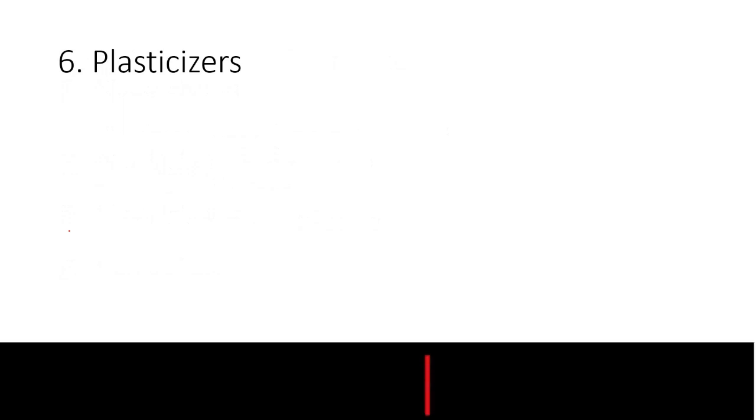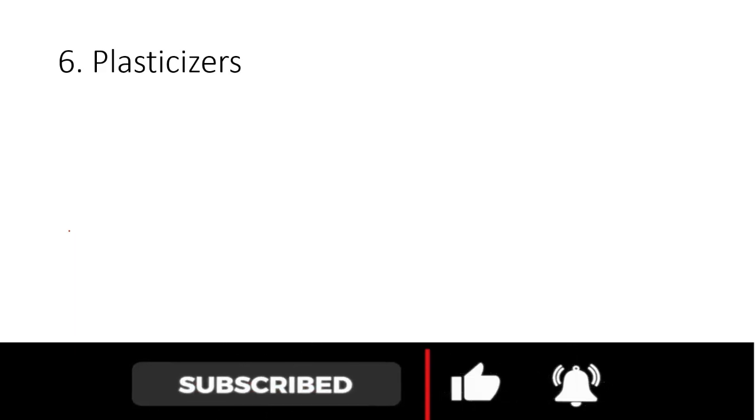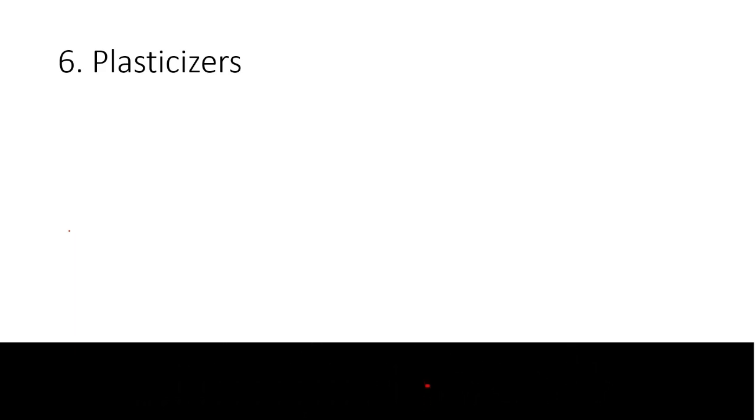So now we will go through the sixth constituent of paint, that is plasticizers. As the name suggests, plasticizers enhance the characteristics of plasticizing. Plasticizing means to make it like a plastic material. So what are the characteristics of plastic material? That is the elongation, right?